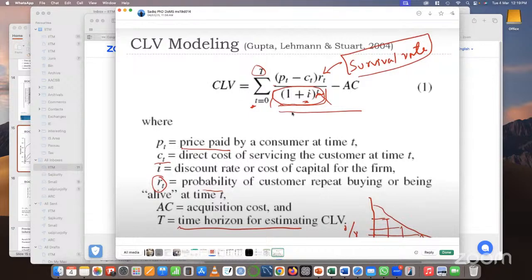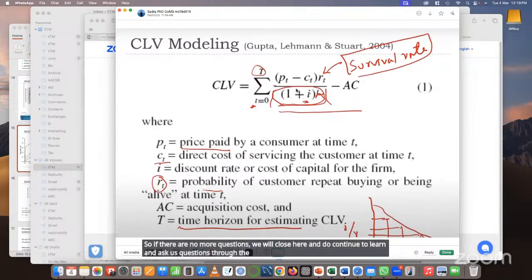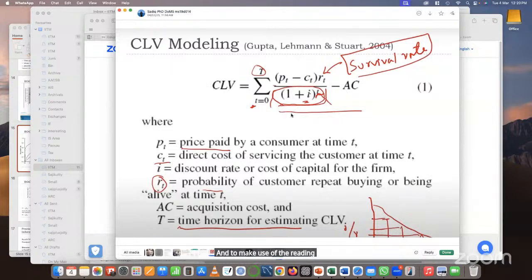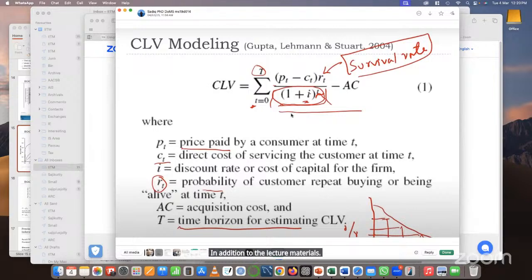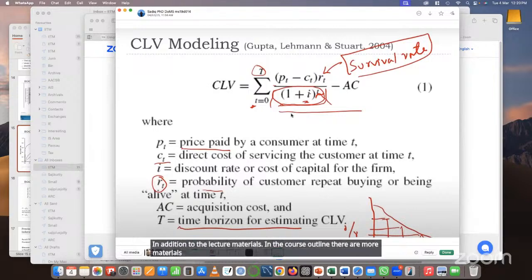So if there are no more questions, we will close here and do continue to learn and ask us questions through the regular chat or email forum. We will be happy to answer your questions and do work on the assignments and do make use of the reading materials which are referred in the course outline. That will help you prepare for your examinations. In addition to the lecture materials, in the course outline, there are more materials which are available online and which are referred there. So please read them as well.